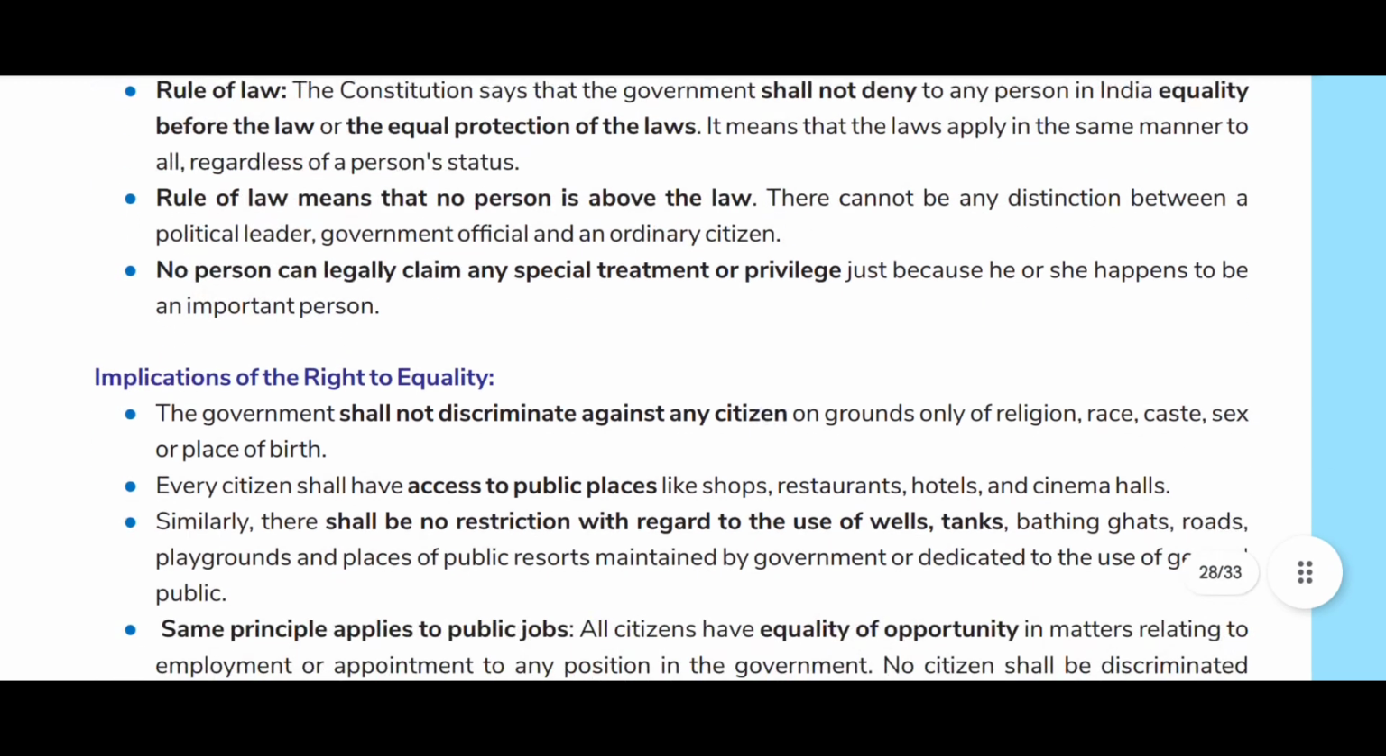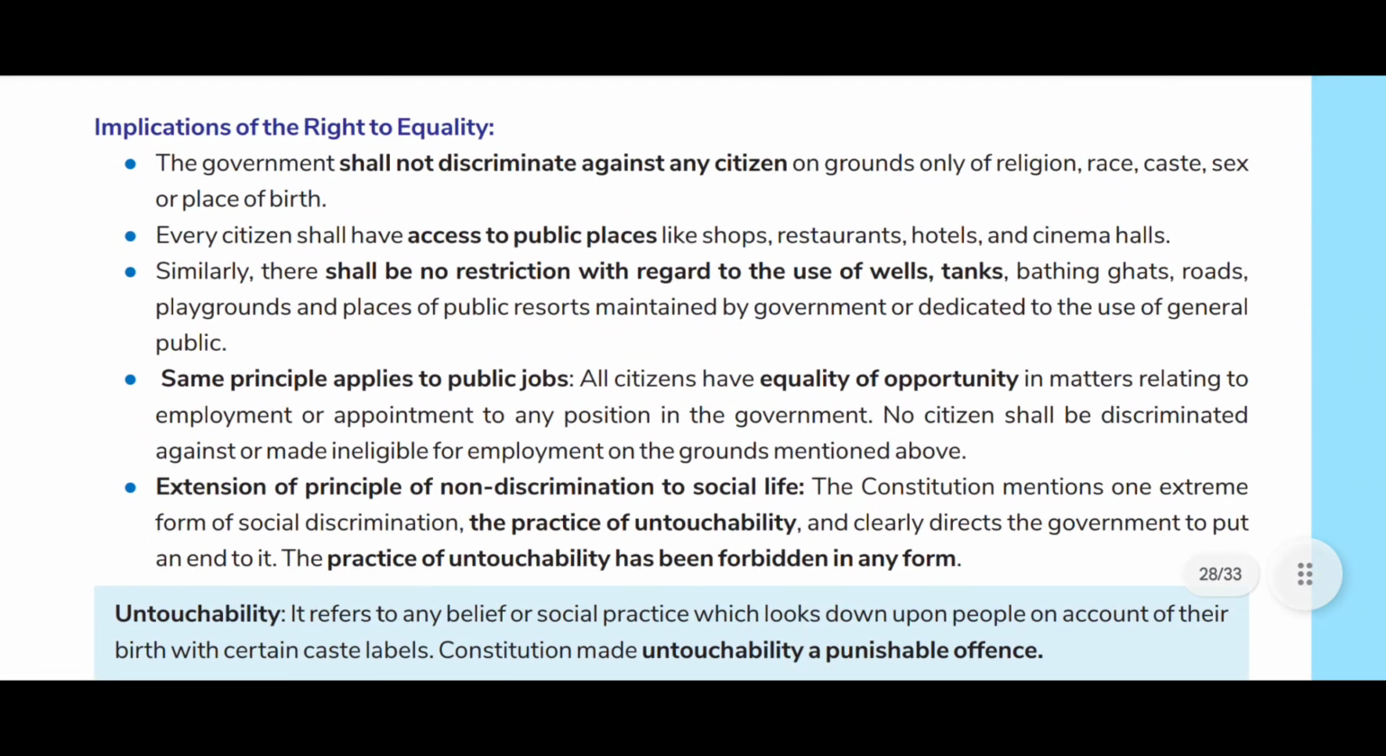Implications of the right to equality. The government shall not discriminate against any citizen on grounds only of religion, race, caste, sex, or place of birth. Every citizen shall have access to public places like shops, restaurants, hotels, and cinema halls. Similarly, there shall be no restriction with regard to the use of wells, tanks, bathing ghats, roads, playgrounds, and places of public resort maintained by government or dedicated to the use of the general public.